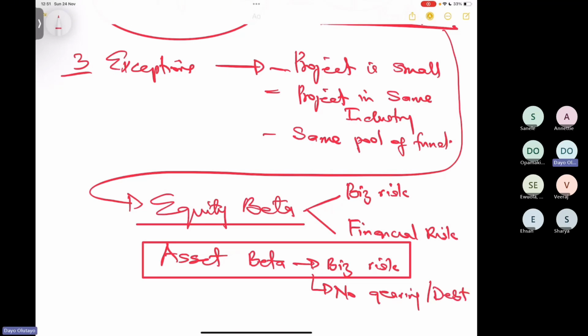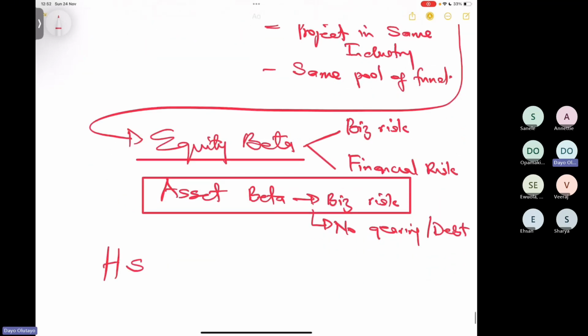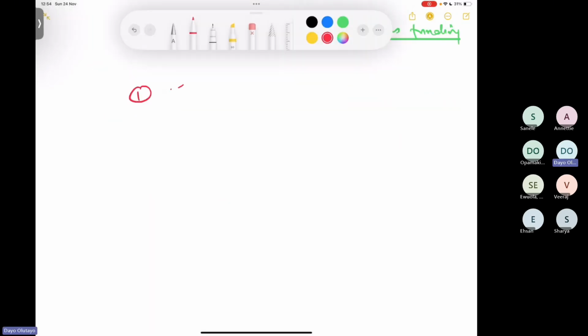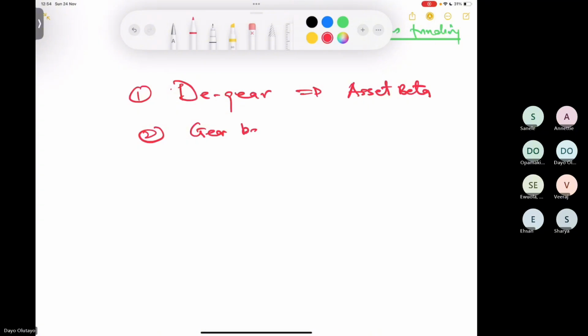So financial risk is the debt, then the business risk is the risk that is inherent in the industry the company is playing. And how does this work? We said HSBC wants to go buy a property, a real estate project. What this means is that the first step is to degear. When you degear, you get your asset beta. And step two is to gear back. And that gives you the equity beta.